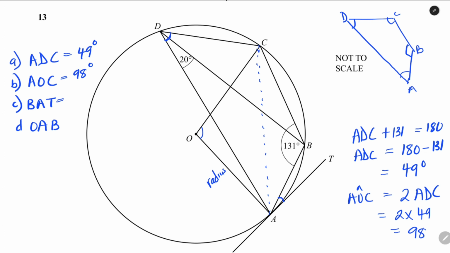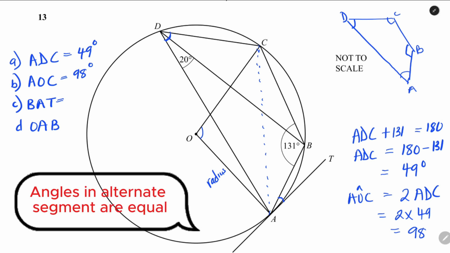What do we mean by an alternate segment? Remember, this is AB here. AB is a chord, and the chord will split a circle into 2 segments, the minor segment and the major segment. So the minor segment is this portion down here, and the major segment is the rest of the circle. The theorem states that the angle made by this minor segment and the tangent is the same thing as the alternate angle in the rest of the major segment.